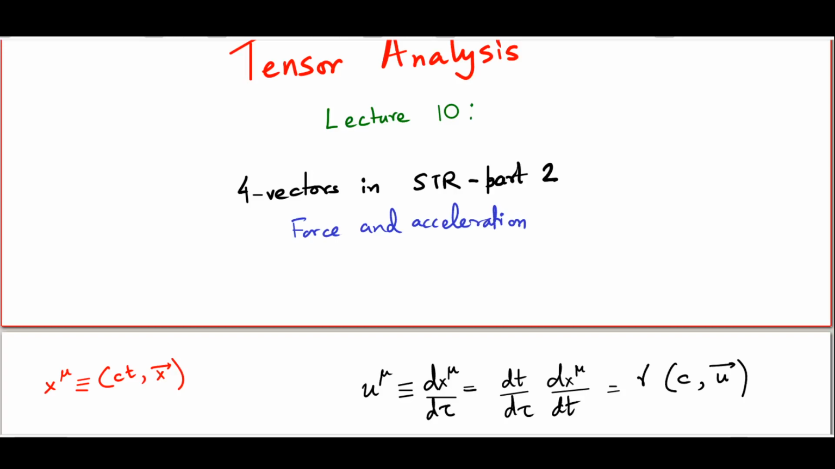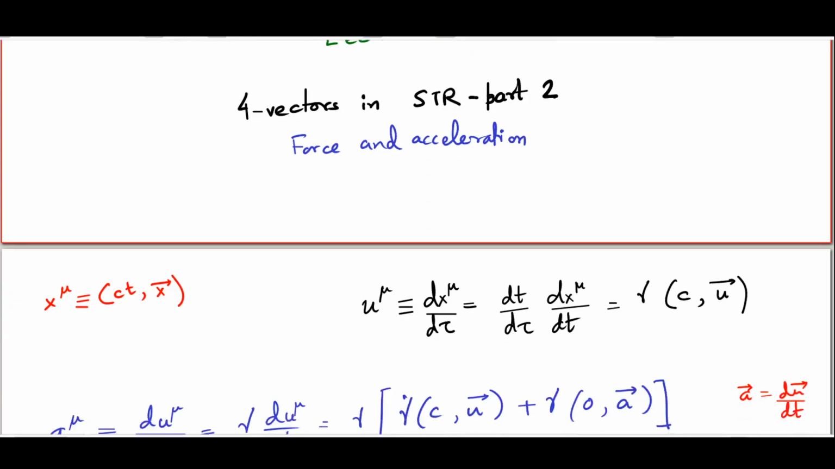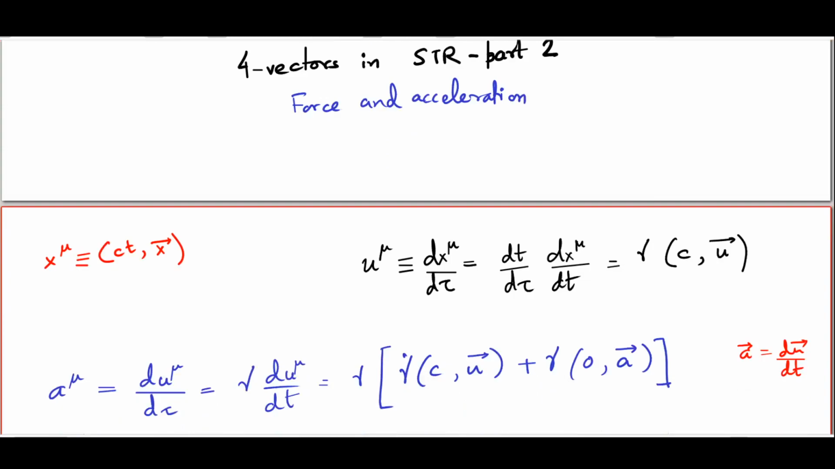Let us now take a look at the next step, which is 4 acceleration. In order to get the 4 acceleration from the 4 velocity, the idea should be exactly the same. You have to differentiate u^μ, not with respect to time, but with respect to proper time. So a^μ by definition is du^μ/dτ, and that of course is the same as before, that is gamma times du^μ/dt. So with the overall factor of gamma, what we have to do is differentiate u^μ next.